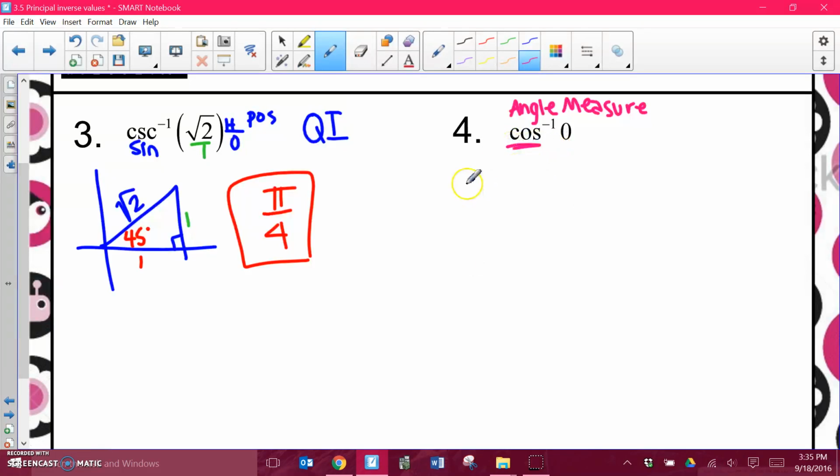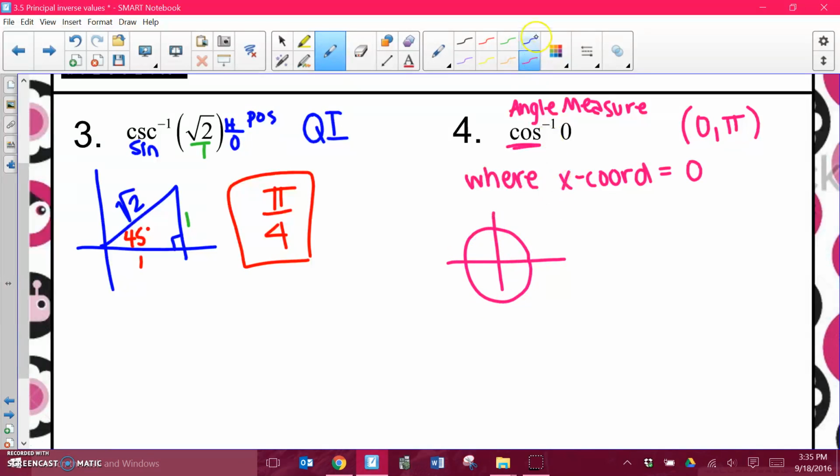So what I'm looking for, since this is cosine, I want to know where my x coordinate is equal to 0. Okay, so I also have to look in my restricted range. So when I'm thinking about this, remember, my cosine has to be between 0 and pi for my inverse cosine. So if I can do 2 things, I can think about my unit circle. And again, I don't care about down here. We're not going to use quadrant 3 or 4 for this portion. So if I'm thinking about where my x coordinate is 0, that's only going to be here at pi over 2. So that would be my answer.